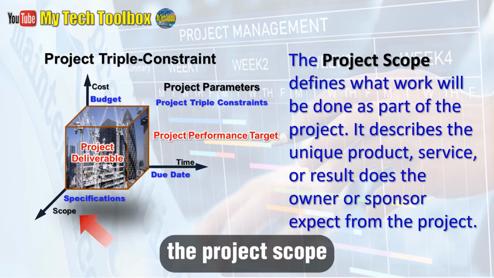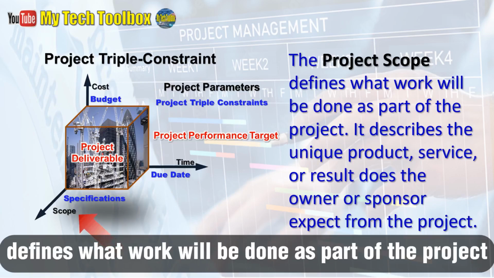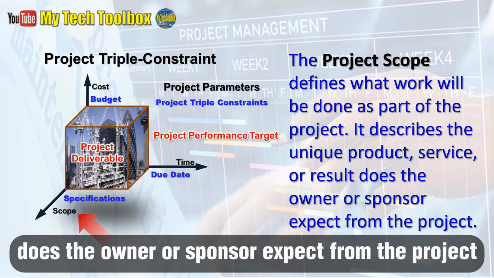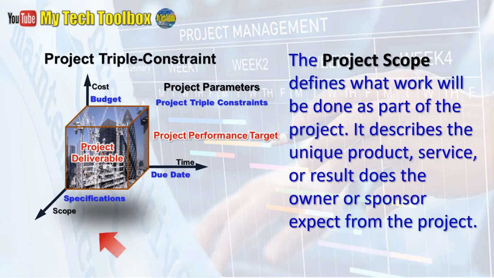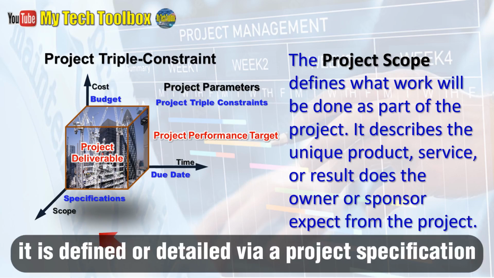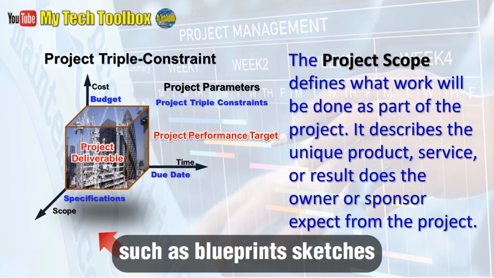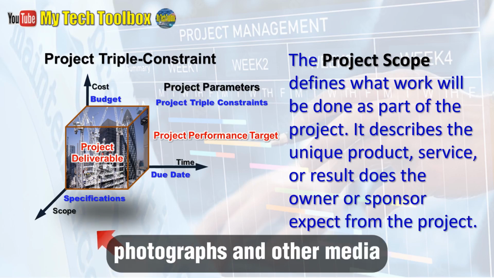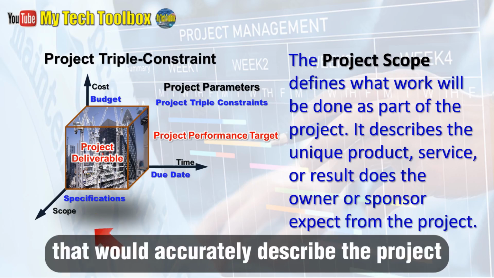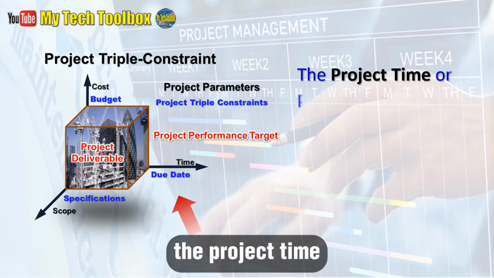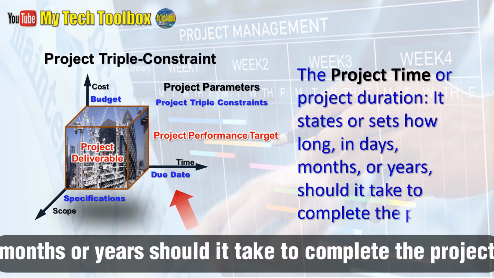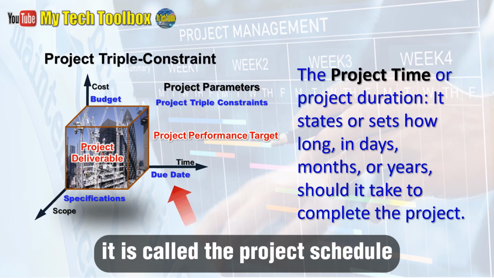The project scope defines what work will be done as part of the project. What unique product, service, or result does the owner or sponsor expect from the project? It is defined or detailed via a project specification such as blueprints, sketches, drawings, videos, photographs, and other media that would accurately describe the project. The project time or project duration states or sets how long, in days, months, or years, it should take to complete the project. It is called the project schedule.